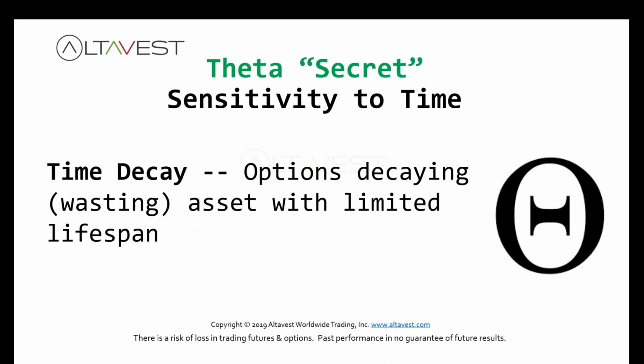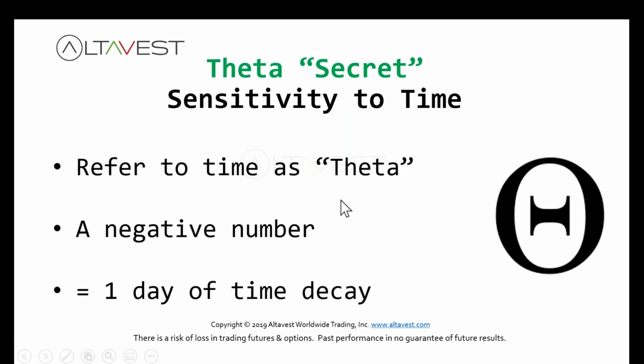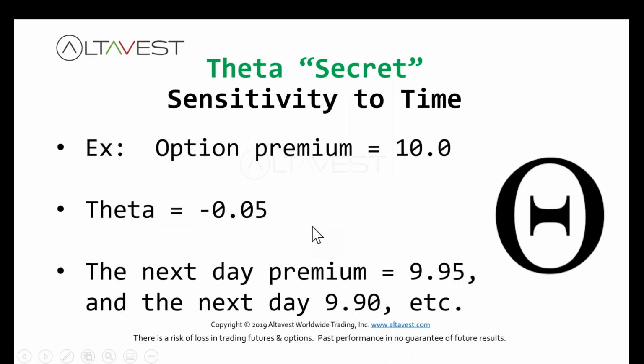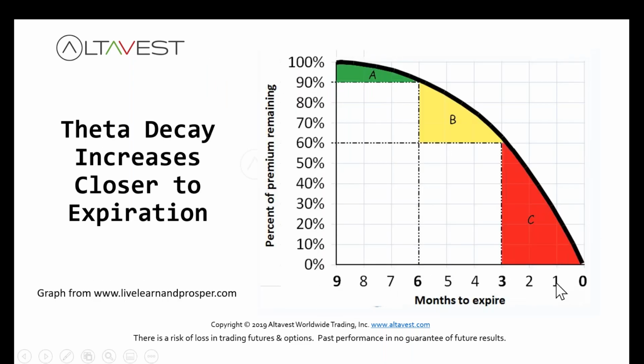The other Greek is theta, and that represents time or time decay. So options have limited life and they are a wasting asset. So you refer to time as theta, a negative number equaling 1 day of time decay. So if an option's at 10 points, the theta is negative 0.05. That means the next day the premium is 9.95, and the next day after that 9.90, and it just keeps dropping. So that's what it looks like. As you approach time 0, you'll notice the percent of the premium remaining starts to fall.